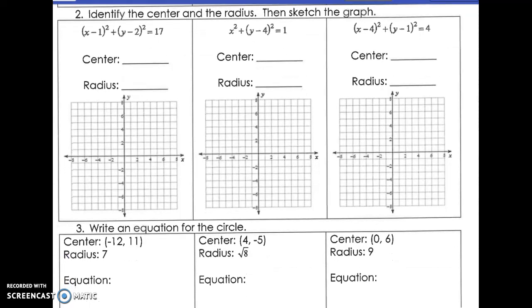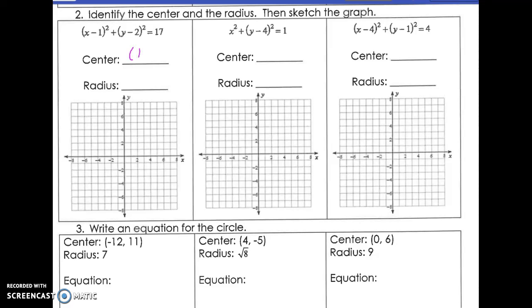Okay, so now we have to identify the center and the radius and then sketch the graph. So this won't be so bad. The center will definitely be at 1, 2. The radius will be the square root of 17. That number, I'll use my calculator off screen here, square root of 17. I have it as about 4.123.